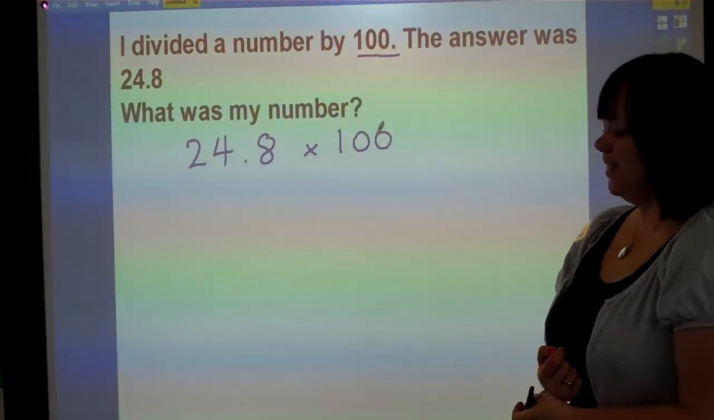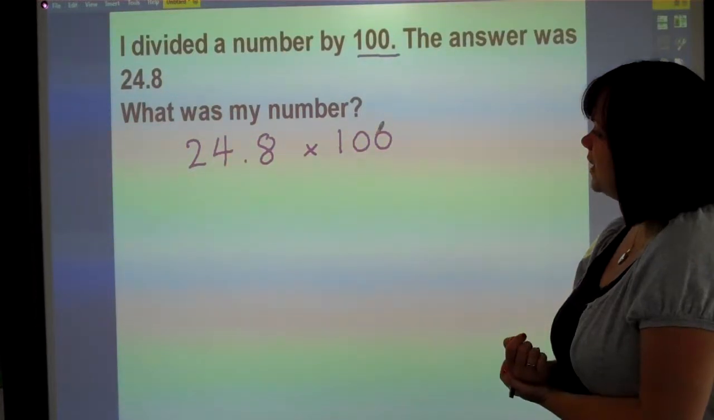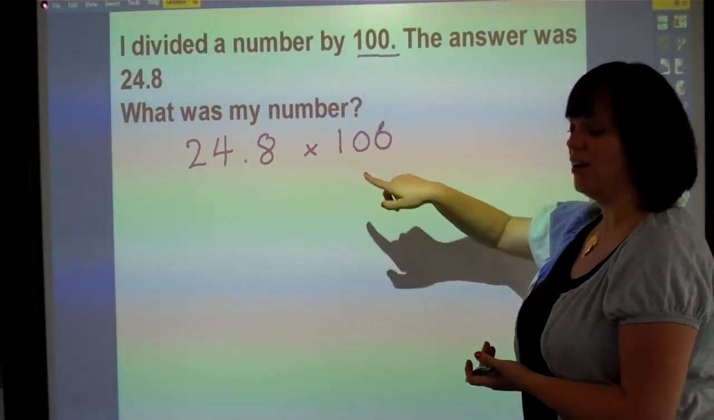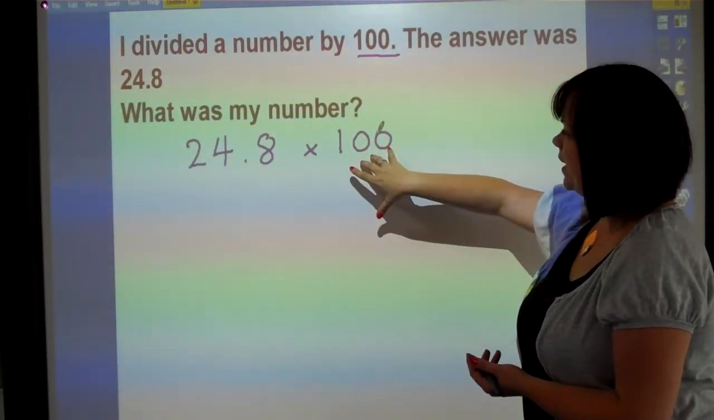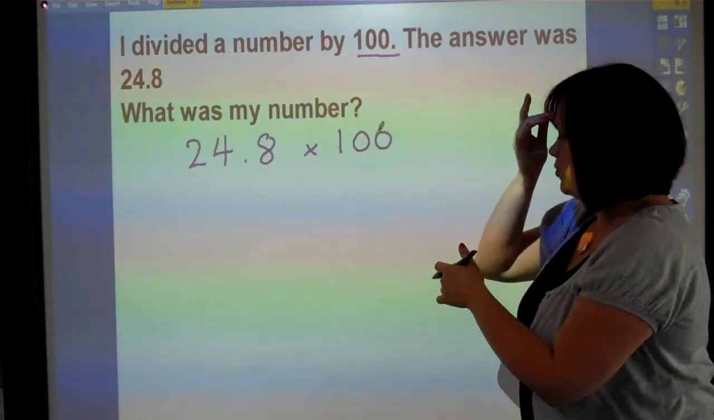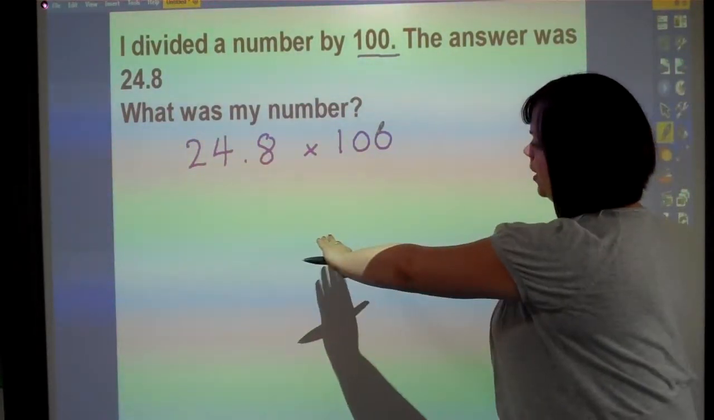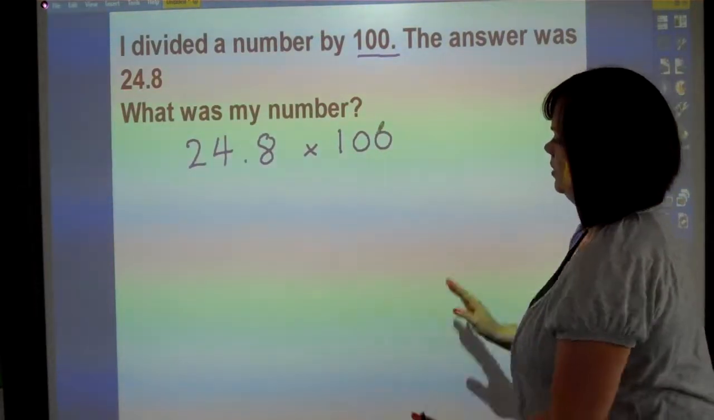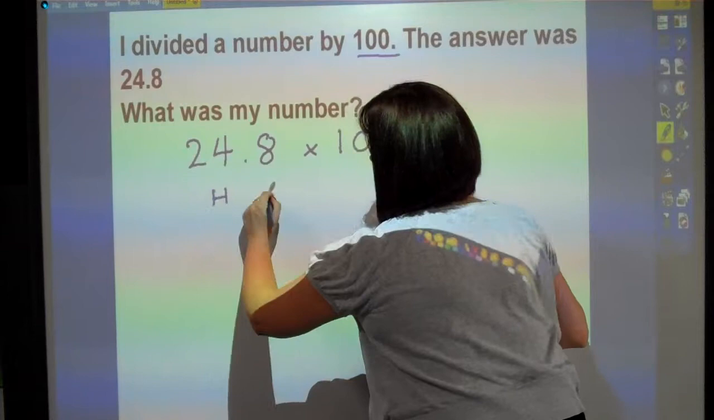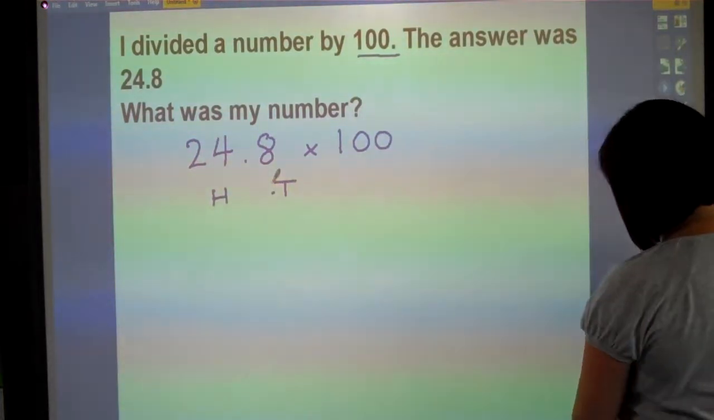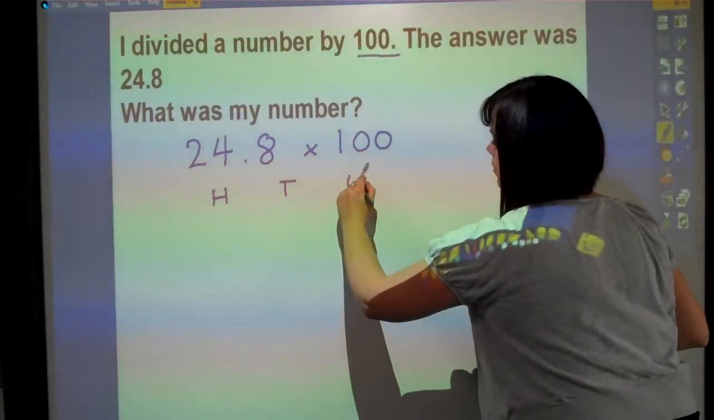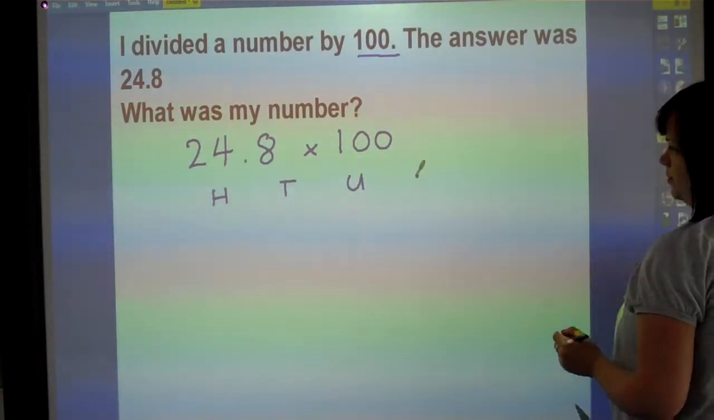So you've done the inverse bit, that's the first step. The next bit of maths that you need to know is how to times by 100. Your place value is really useful here. When I times by 100, if I'm not sure, if I'm trying to demonstrate, I draw a place value grid. We need hundreds, tens, units, and the decimal point, lazy, doesn't move.